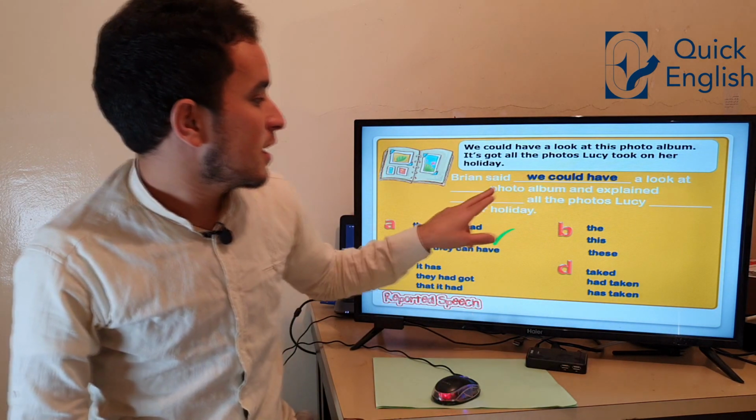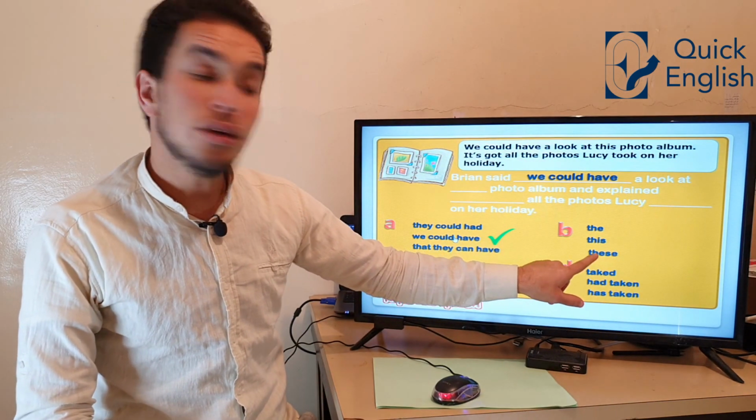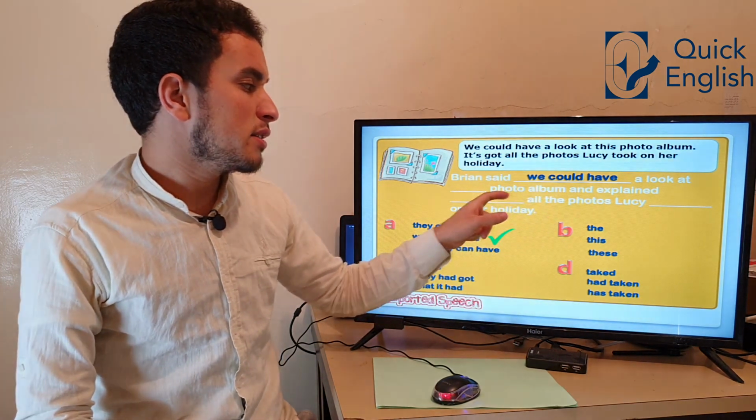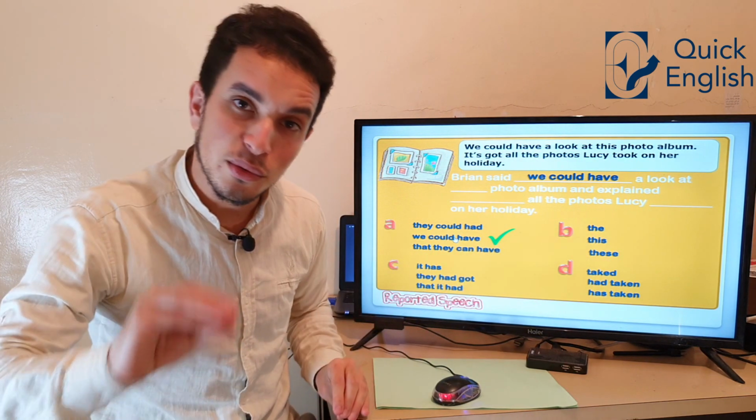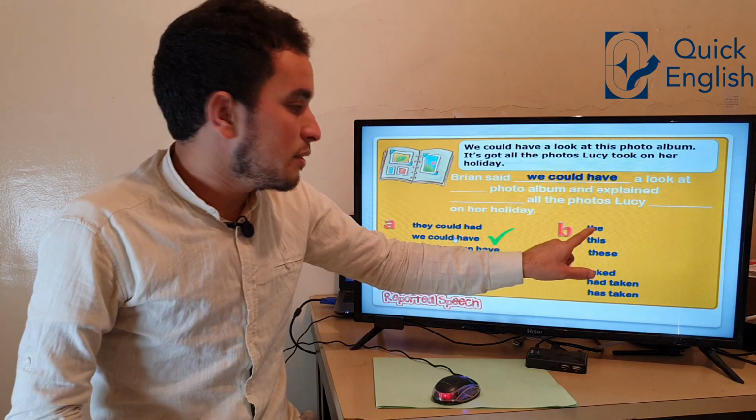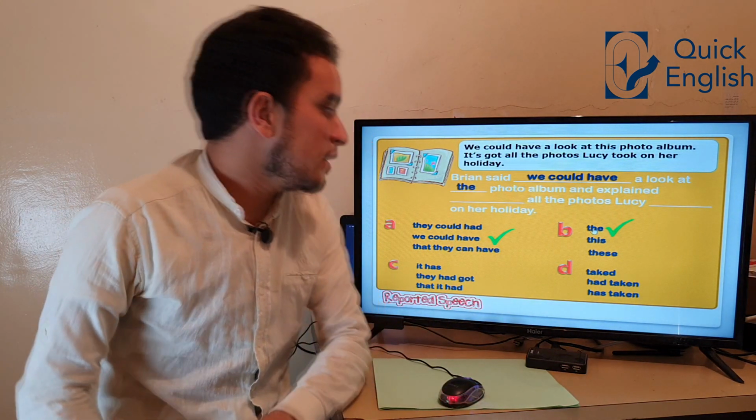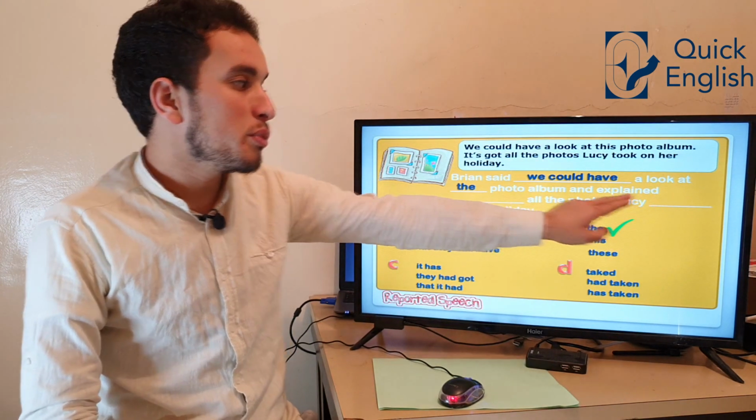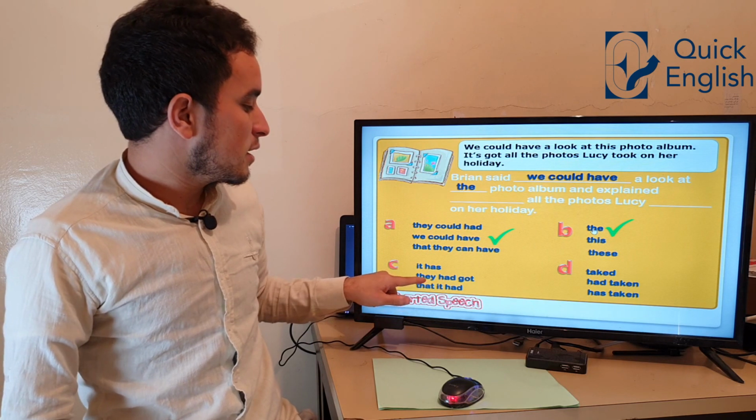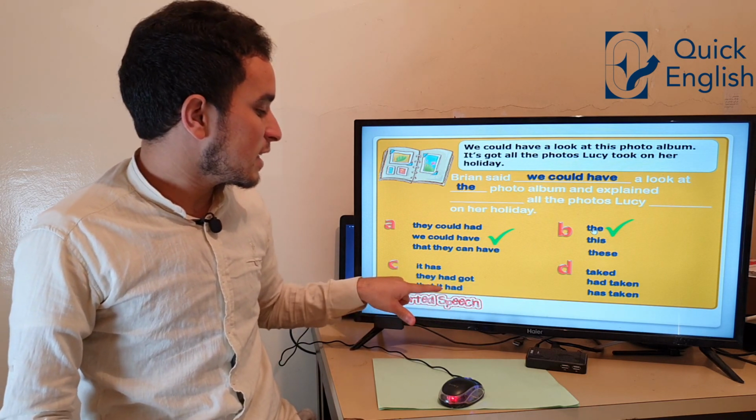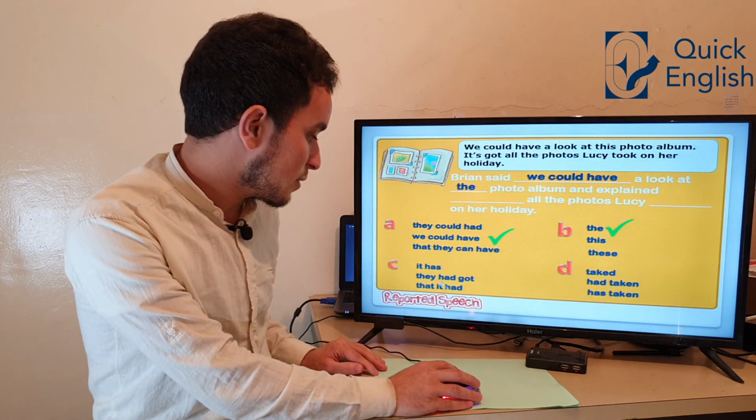Have a look at, and here we have three choices: the, this, and these. We can't use these because we have a singular noun here. And we can't use this, because this is used in direct speech. So the right answer is the. So the photo album, and she explained, this is a reporting verb. So after the reporting verb, what do we need? It has, they had got, or that it had. Of course, we need it had, because it represents the past.